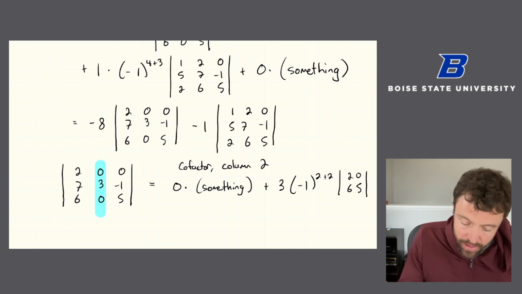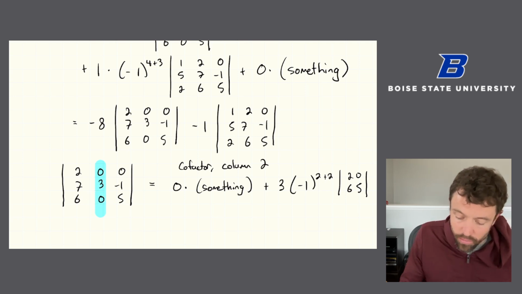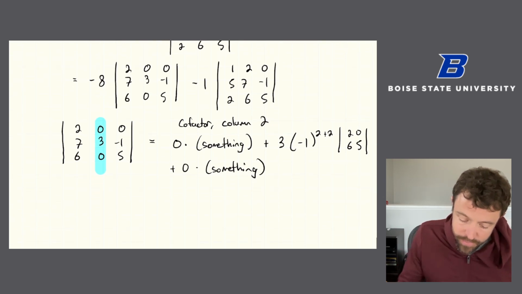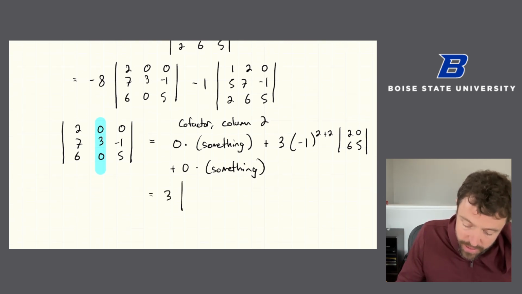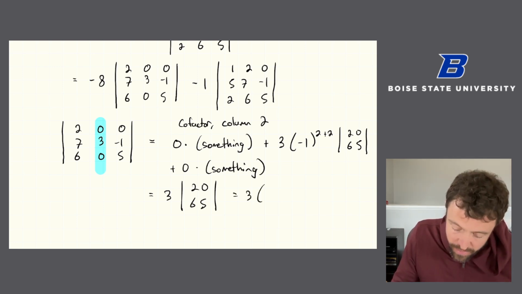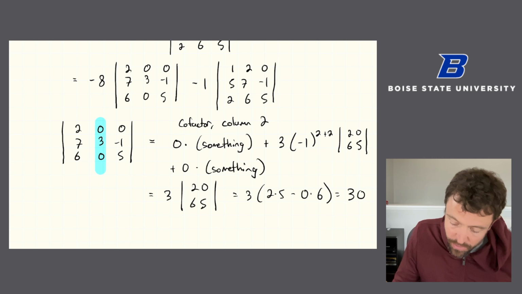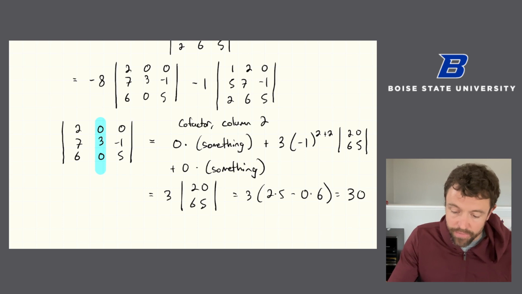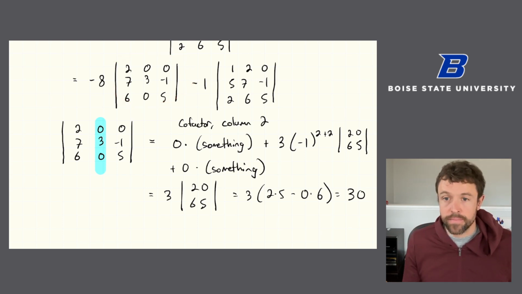And then when I get to the third entry, again, that's a 0. So I don't need to worry about what actually happens with the cofactor. And so here I get 3 times the determinant of this matrix. And I guess I could cofactor expand, but when I get to a 2 by 2 matrix, I have a nice formula for it. This is 2 times 5 minus 0 times 6. And so I get 30. So as a side calculation, I figured out that the determinant of this matrix is 30.